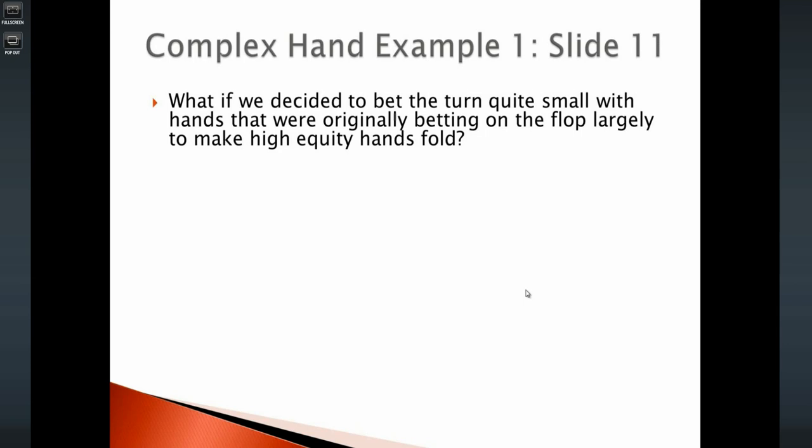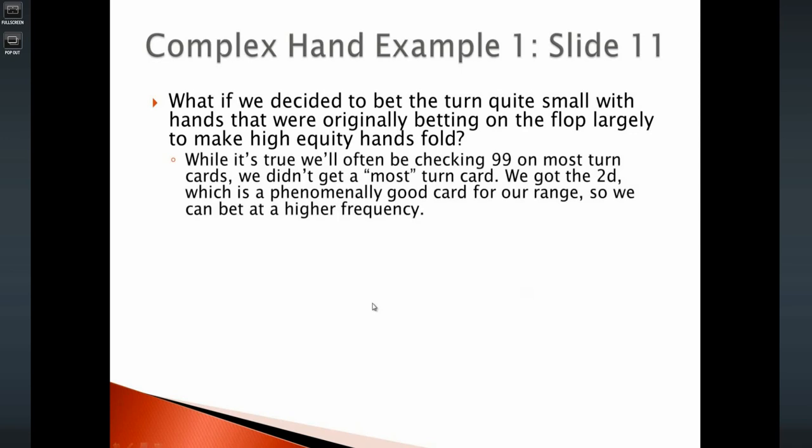What if we decided to bet the turn quite small with hands that were originally betting the flop largely to make high equity hands fold? While it's true we'll often be checking nines on most turn cards, we didn't get a most turn card here. We got the 2 of diamonds, which is a phenomenally good card for our range, so we can bet at a higher frequency. On the flop, I was betting nines, and I wasn't really sure exactly what I was going to do on the turn because so many different turn cards could come.